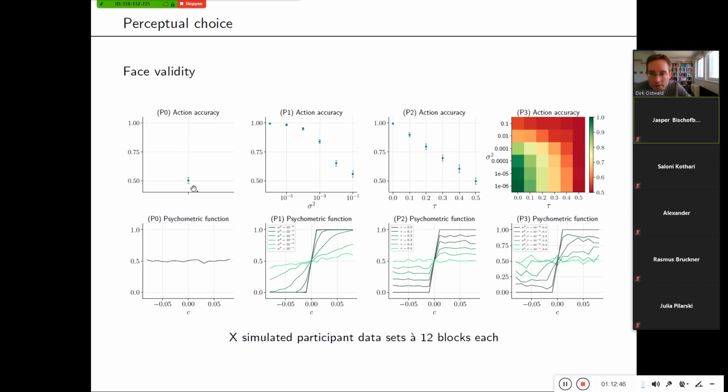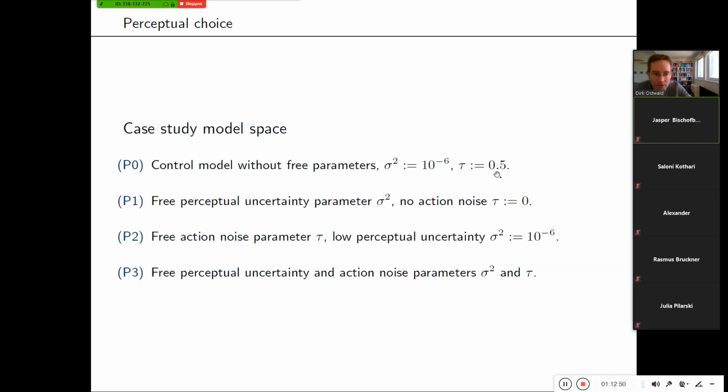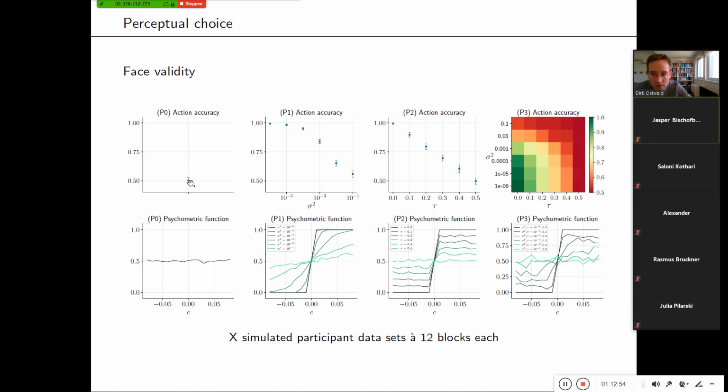Now, if I simulate the P0 model, which again is just a control model with pure action noise, also full action noise, this always performs at 50%. What you see here actually are simulations from 52 data sets, so 52 participants and 12 blocks for these 0 to 1 parameter models.